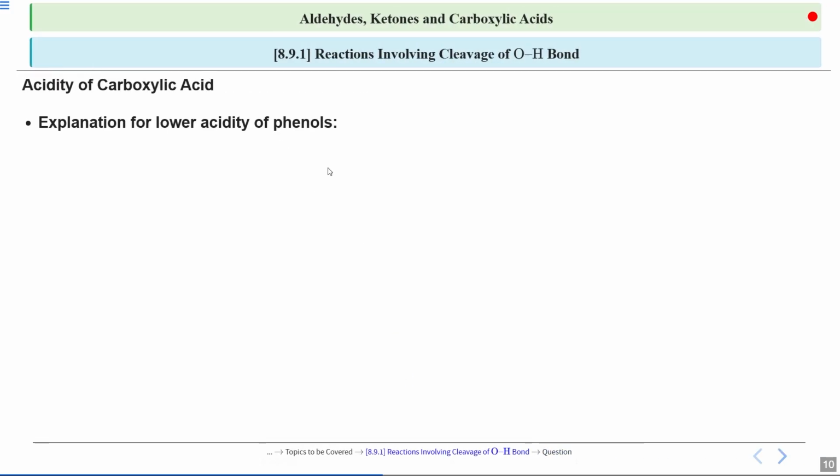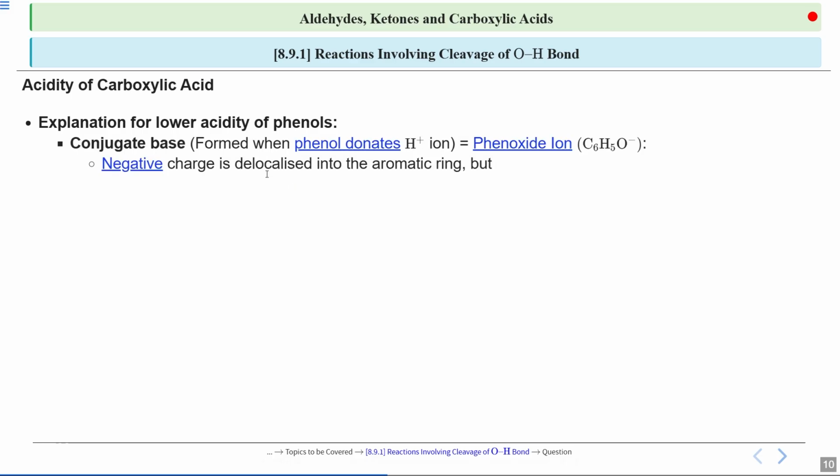Now, if we talk about phenols, earlier we looked at carboxylic acid. Now we will see the lower acidity of phenols. When phenols donate a hydrogen ion, they form a conjugate base, which is a phenoxide ion, C6H5O minus. Now the ion has a negative charge that is spread out into the aromatic ring. We see that oxygen has a negative charge and this is spread out in the aromatic ring.